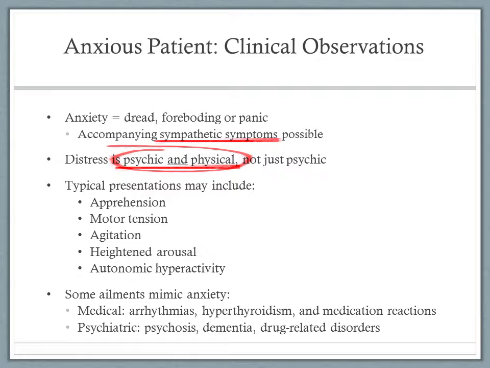You may see patients that complain of tense muscles, insomnia, or gastrointestinal problems, for example, and those could all stem from anxious feelings. It's also worth noting that certain physical and psychiatric ailments can cause symptoms that mimic anxiety, such as endocrine abnormalities, arrhythmias, and psychoses.